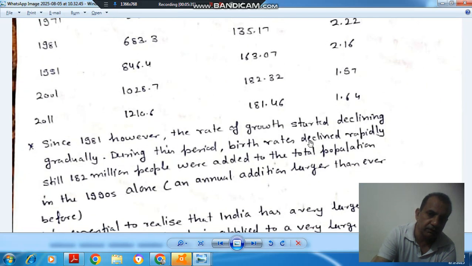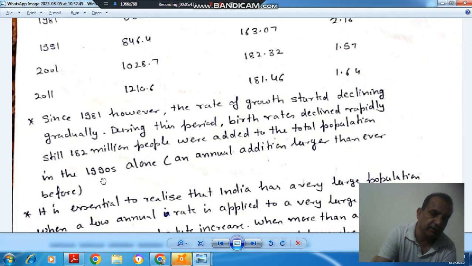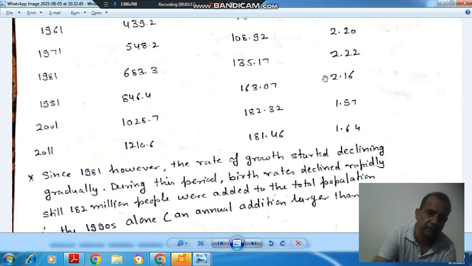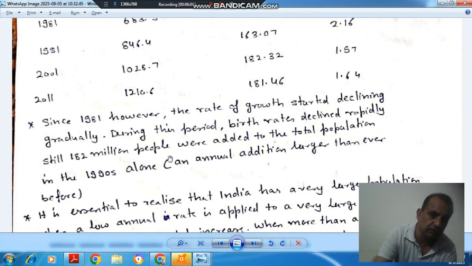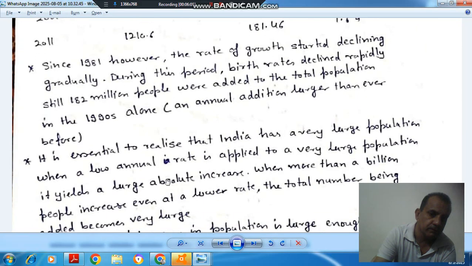During this period, birth rate declined rapidly. Still, 182 million people were added to the total population, in the 1990s alone, an annual addition larger than ever before. So here we can see that the annual increase was 2.22 in 1981, but here 2.16. Still 182 million people were added. So this was more than ever before.